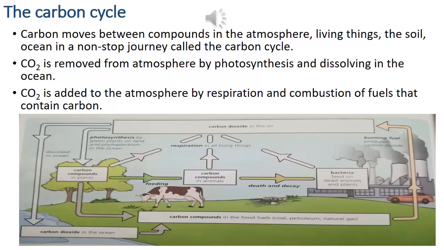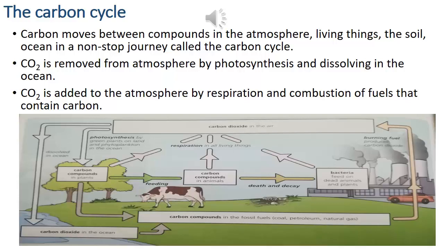So how can we remove this carbon dioxide? This carbon dioxide is removed from the atmosphere by photosynthesis, as plants absorb it for preparation of food, and by dissolving in the ocean. And carbon dioxide is added to the atmosphere how? By respiration and combustion of fuel. Combustion means what? Burning of fuel that contains carbon in the presence of oxygen. So carbon dioxide is removed by photosynthesis and added by respiration and combustion.